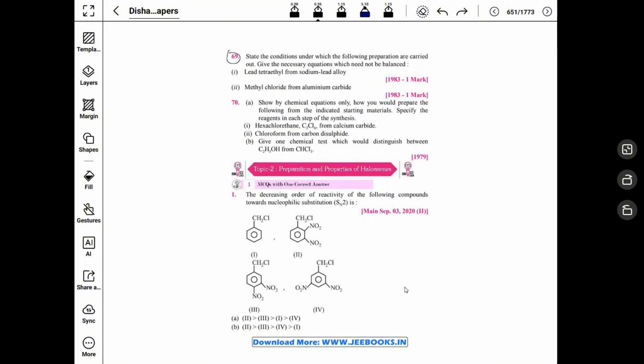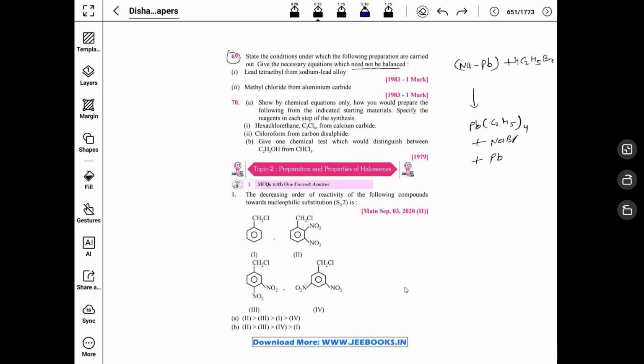69. State the conditions under which the following preparations are carried out. Give the necessary equation. Need not be balanced. Okay, lead tetraethyl from sodium lead alloy. So with sodium lead alloy, we have to make Pb(C2H5)4. For this we can do the reaction with an alkyl halide. Therefore the other products will be sodium bromide and lead.